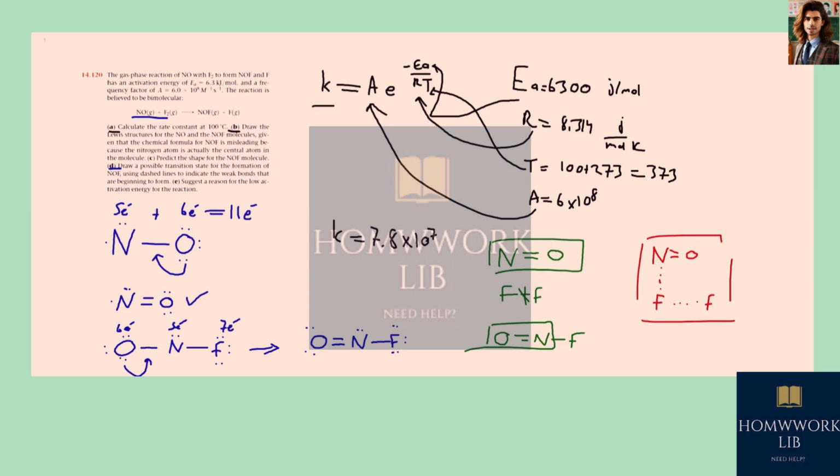Over here, I think I forgot answering part C. Predict the shape of an NOF molecule. So they're asking us the shape for this. It looks linear, but it is actually not linear. The reason is there's a lone pair right over here. So this is going to push these two bonds down, and what we're going to get is a bent shape that is like this. We call this bent.